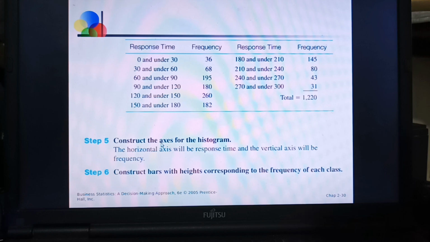Then construct the axes for the histogram. The horizontal axis will be response time, horizontal, the one lying down. And the vertical axis will be frequency. In step 6, construct bars with heights corresponding to the frequency of each class.